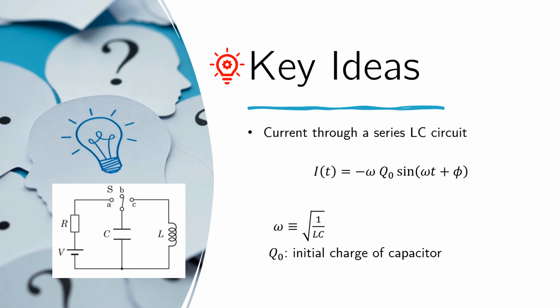For the next two problems, we are asked regarding the LC circuit here on the right. So let us recall the current through the LC circuit, the series LC circuit. It is given by this equation. Here, the omega is just the square root of 1 over LC, and Q sub 0 is the initial charge in the capacitor here.